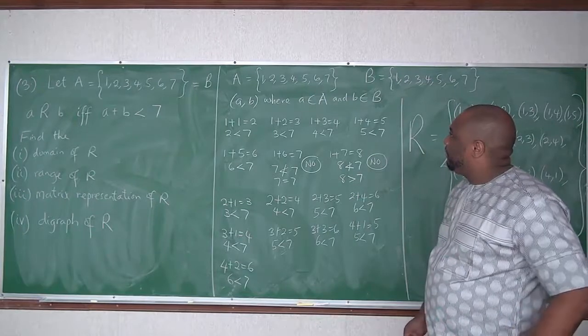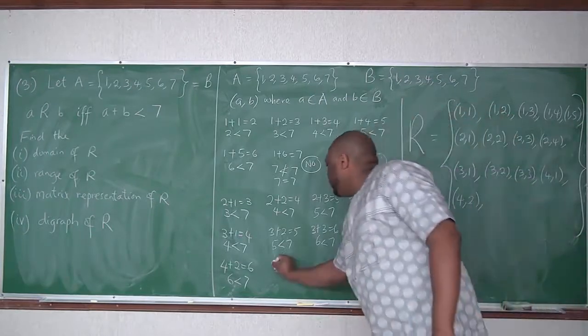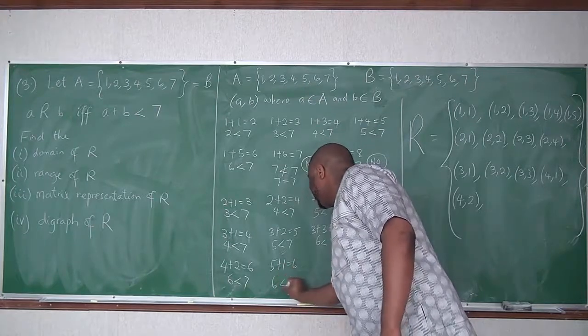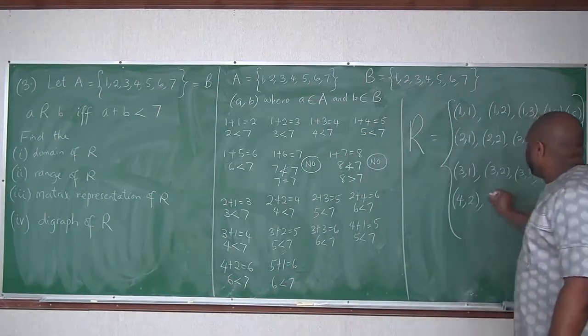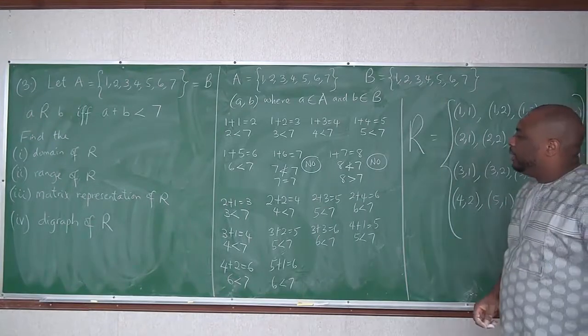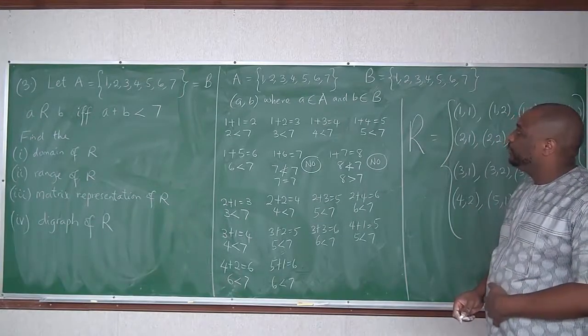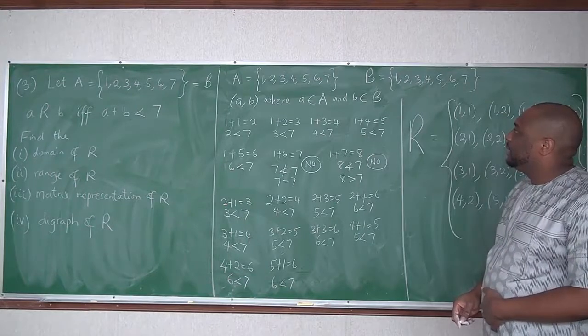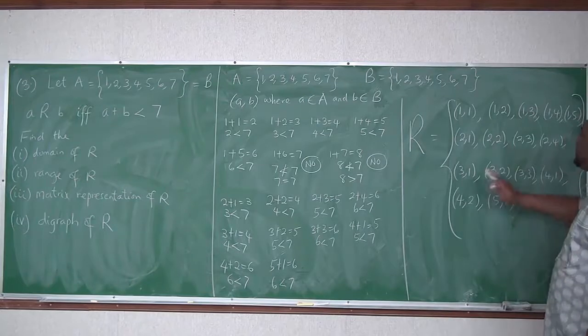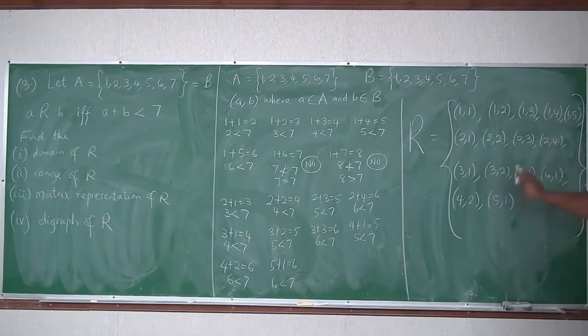Now we get 5 from A and 1 from B. 5 plus 1 is 6. 6 is less than 7. So we have 5 and 1. That would work. 5 plus 2, no. Then 6 plus 1, 7, no. So this is the relation here. This is the relation right here. Okay? That is the relation here.